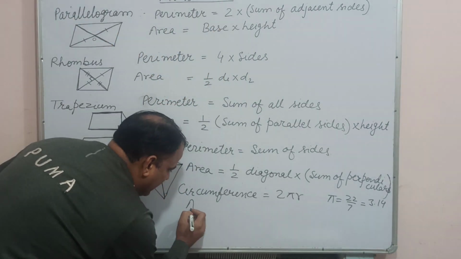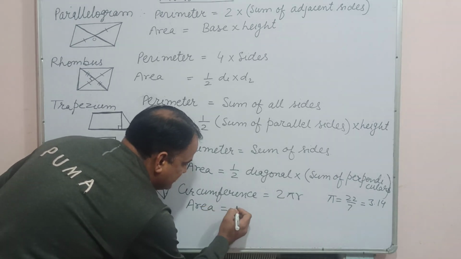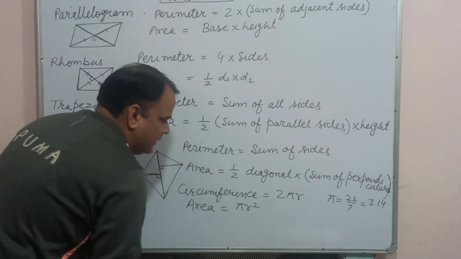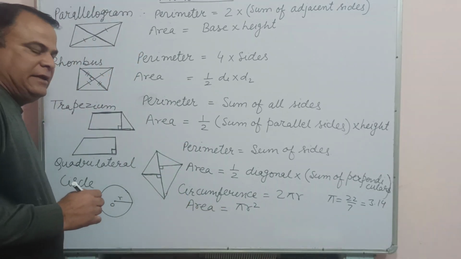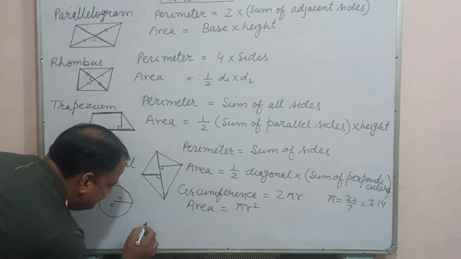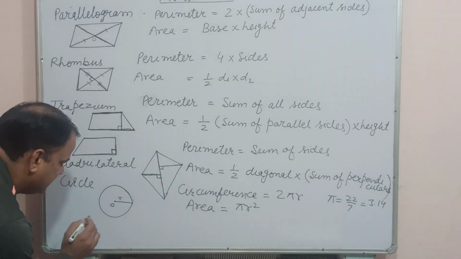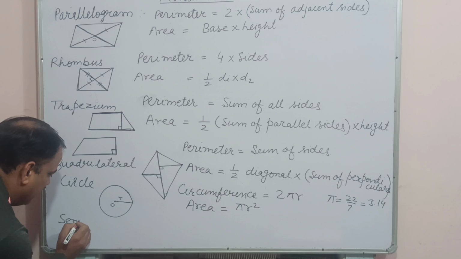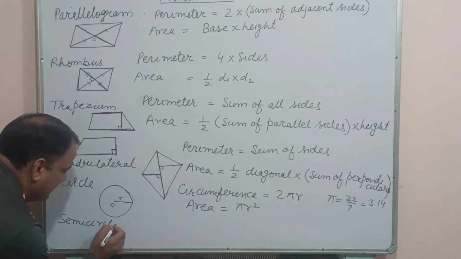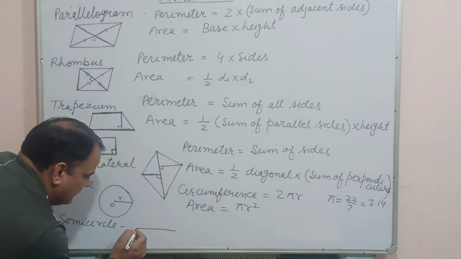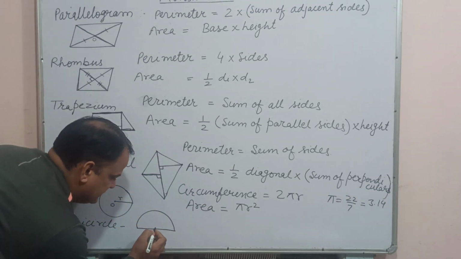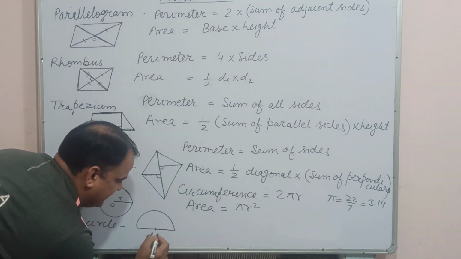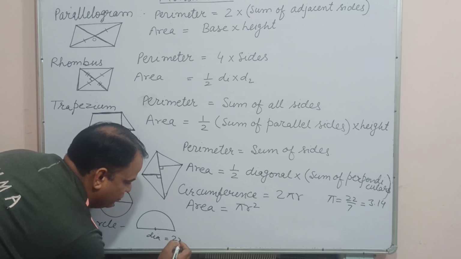Now the area equals pi r square. Pi is multiplied by the square of the radius, that is the area. Now the semicircle. Our last figure is the semicircle, that is half of the circle. This is the radius, and double the radius is the diameter, and diameter equals 2r.